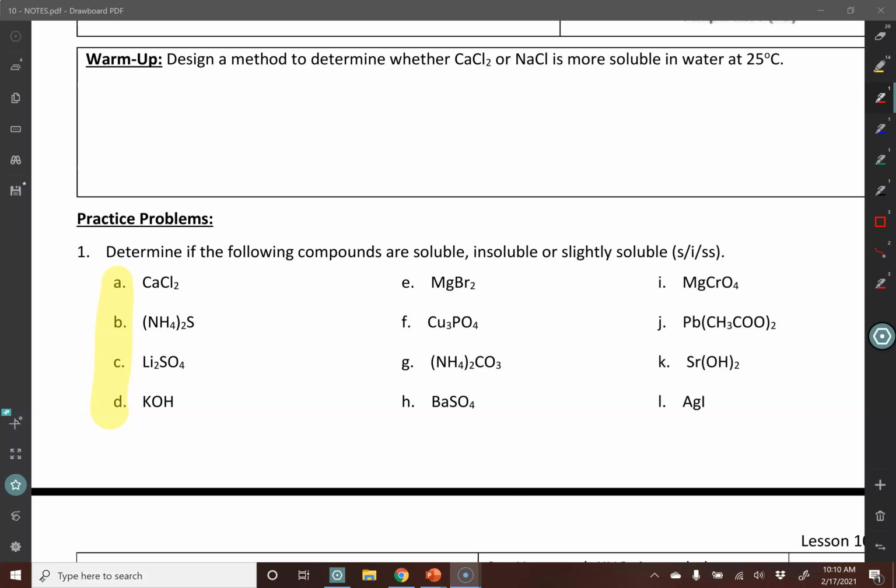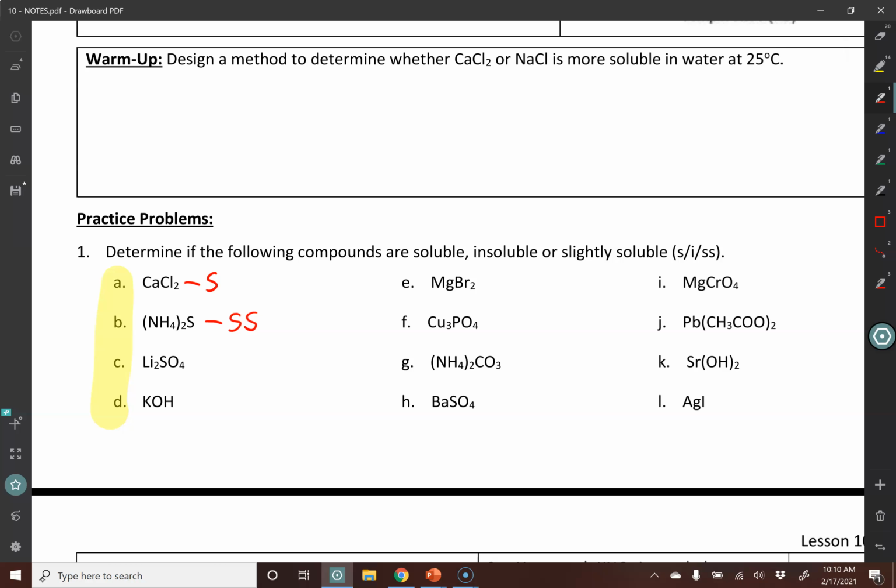Calcium chloride. Chlorides are soluble. Calcium is not an exception, so this should be a soluble compound. Ammonium sulfide. Sulfides tend to be insoluble unless they're combined with group 1 metals or ammonium, which this is, so this would be slightly soluble.